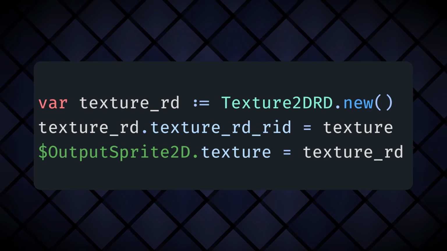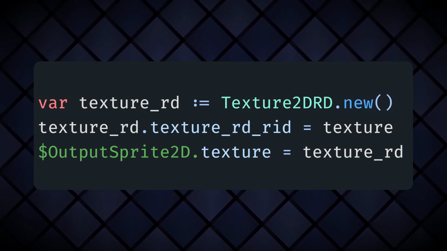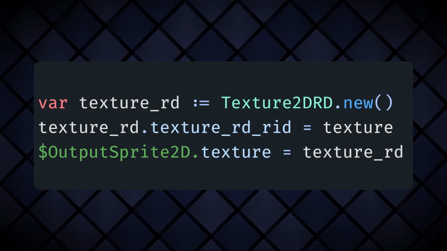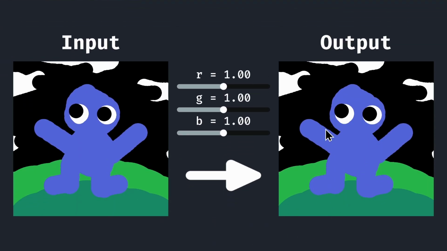If this is a method you want to go with, make sure not to free the texture RID. From this point on, Texture2DRD will handle the RID on its own and will free it when it's ready. If you run the project, you should see this result. This is the Sprite2D we're rendering to. Obviously, I've created a little scene around it so you can see what the original sprite looked like.